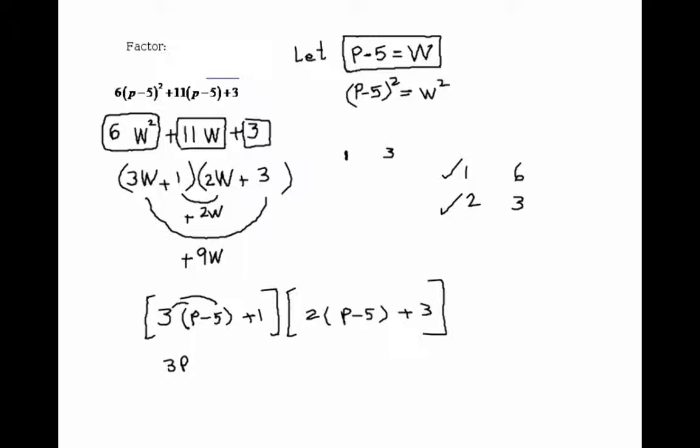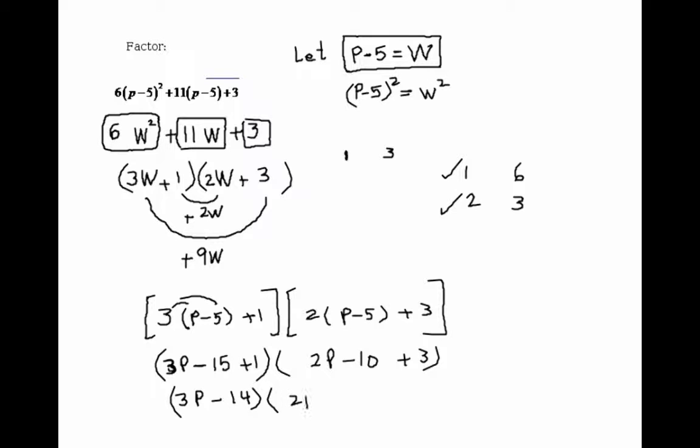Then I'm going to remove the parentheses by distributing this. So I get 3p minus what? 15 plus 1. Then here I get 2p minus 10 plus 3, which is 3. So I get 3p minus 14. And here I get 2p minus what? 7. This is how you factor this. It would be 3p minus 14 times 2p minus 7. We are using the substitution method here to factor this.